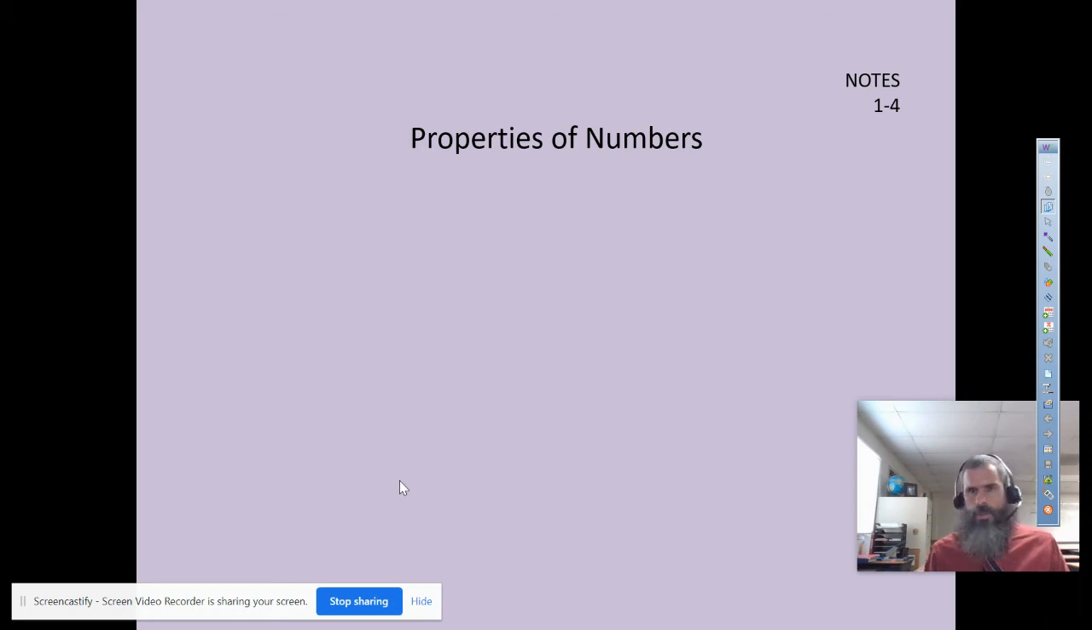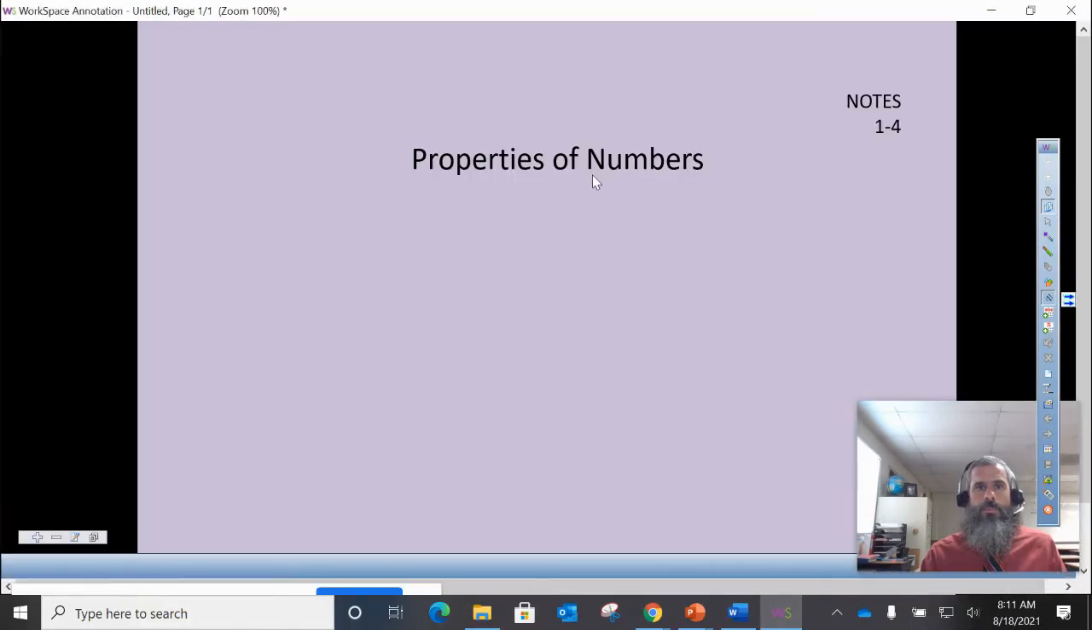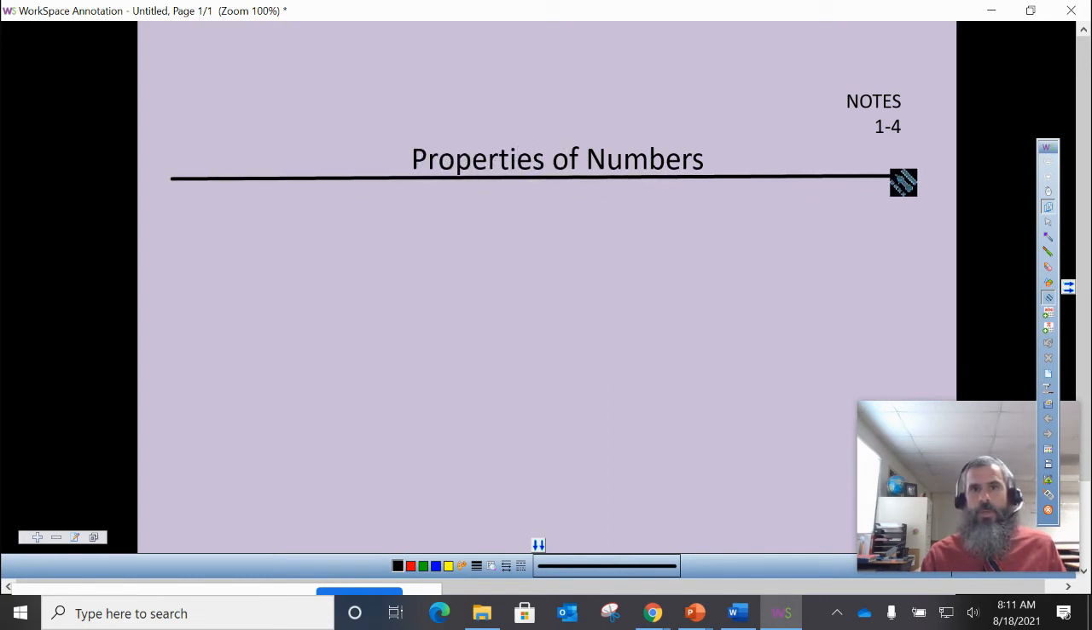We're going to set up our Chapter 1, Section 4 notes. It's all about properties. So we're going to make sure that we get all this done. At the top of your paper, go ahead and put Notes 1-4 and put Properties of Numbers. So that's up at the top of your notebook paper.